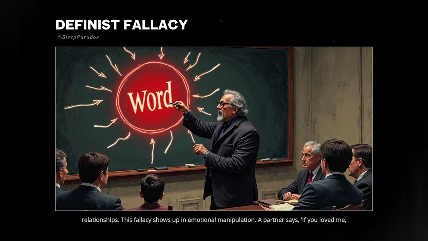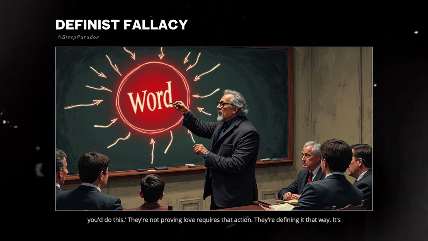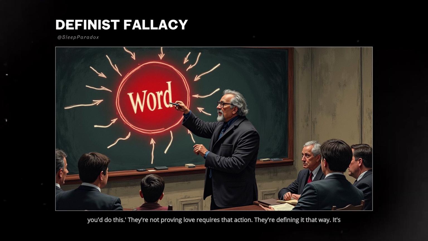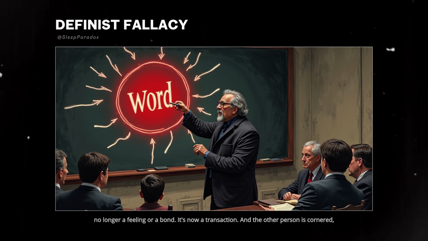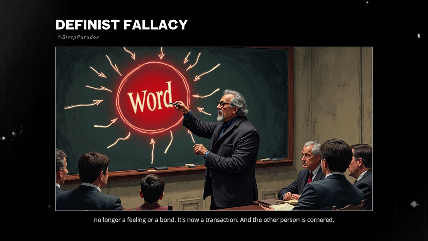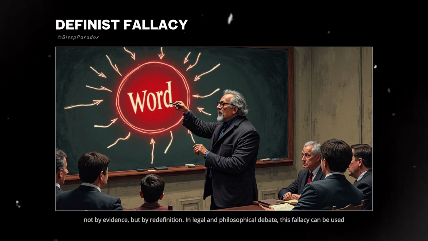In personal relationships, this fallacy shows up in emotional manipulation. A partner says, "If you loved me, you'd do this." They're not proving love requires that action. They're defining it that way. It's no longer a feeling or a bond. It's now a transaction. And the other person is cornered, not by evidence, but by redefinition.